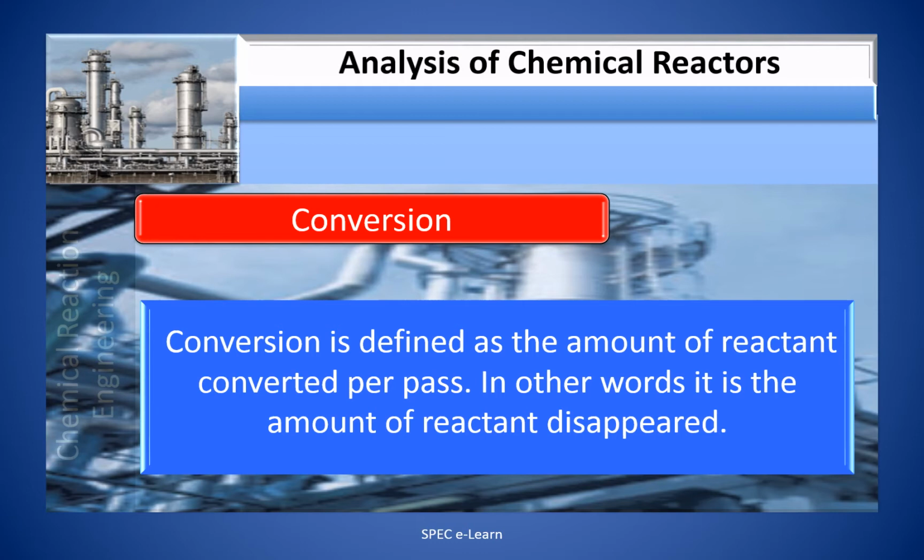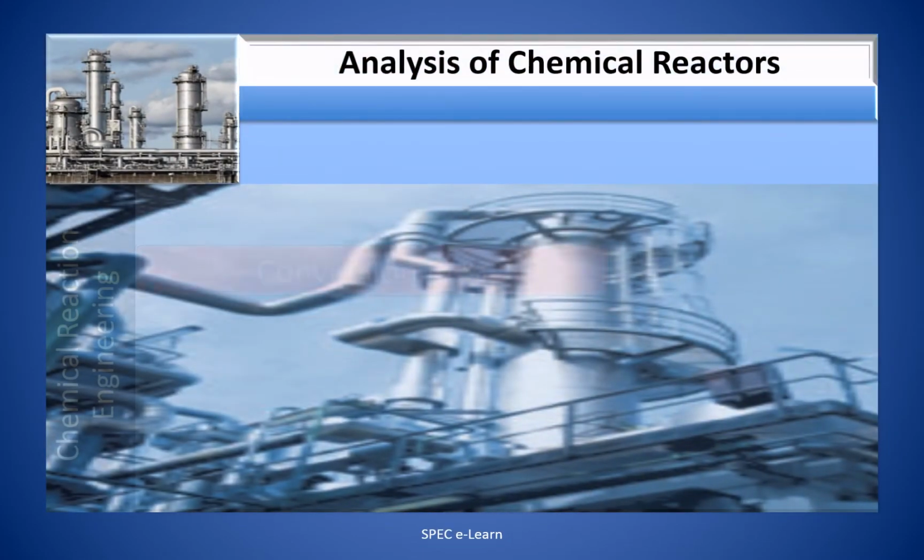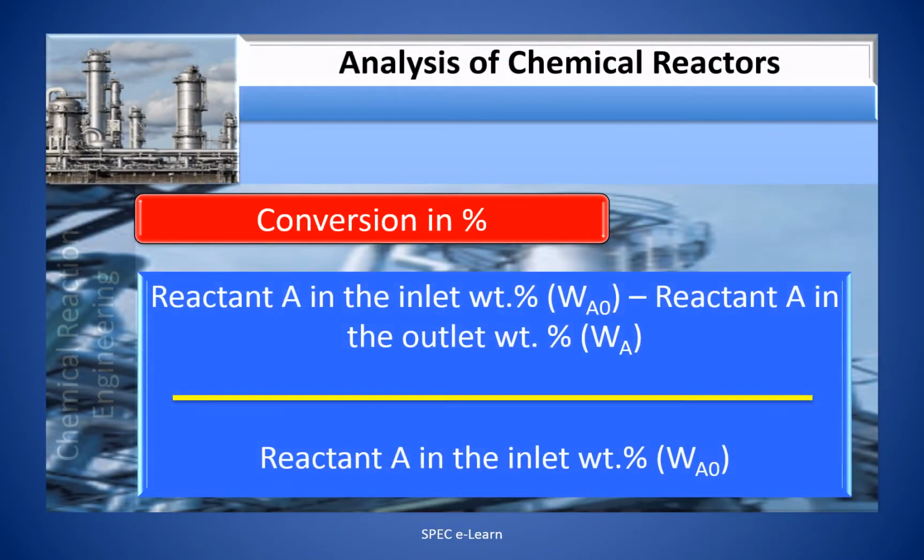In other words, it is the amount of reactant disappeared. It is the ratio of reactant A in the inlet in weight percent minus reactant A in the outlet in weight percent, to the reactant A in the inlet in weight percent.